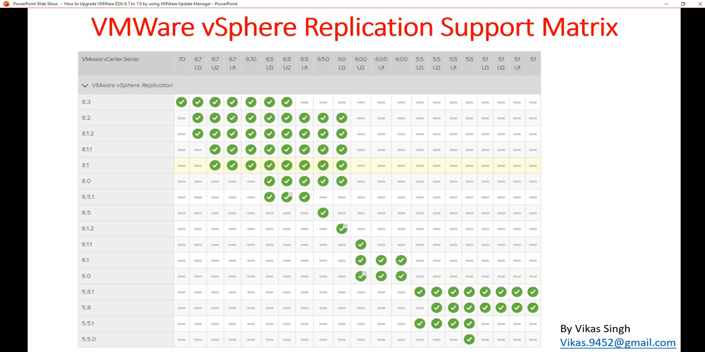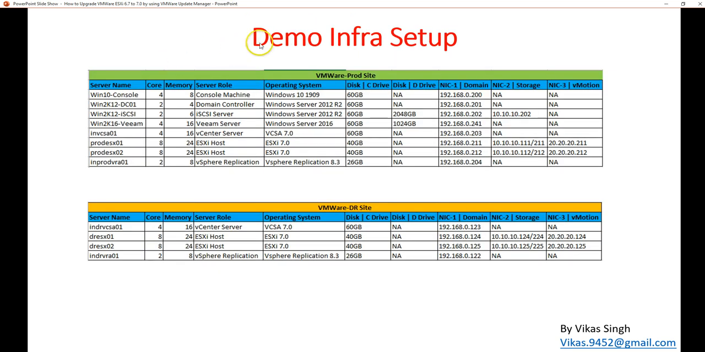In my infrastructure I am using vCenter server 7, which is compatible only with VMware vSphere Replication 8.3, so I am going to deploy the same. We have a vCenter server infrastructure 7.0, and we are going to deploy VMware vSphere Replication 8.3. I also have ESXi hosts running on vCenter server 7, so we are good to deploy that. You must check the VMware replication support matrix. The demo infrastructure, which I have already discussed, has a VMware production side and a VMware DR side.